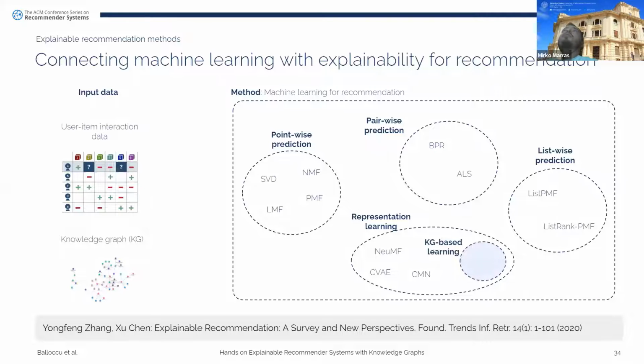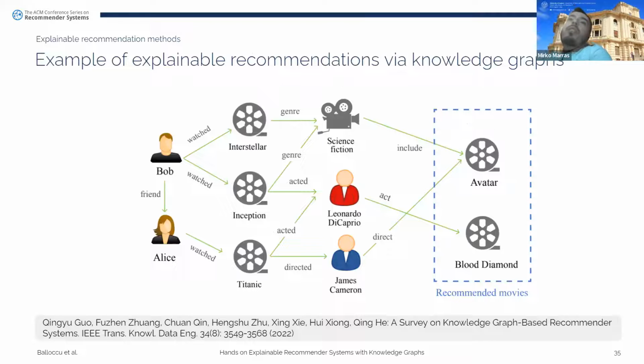So this is just to give, as Giacomo and Ludovico already mentioned somehow, knowledge graphs contain rich information about the user and the items, which can help to generate intuitive and more tailored explanations for the recommended items.